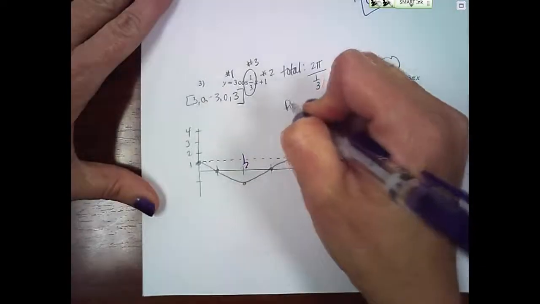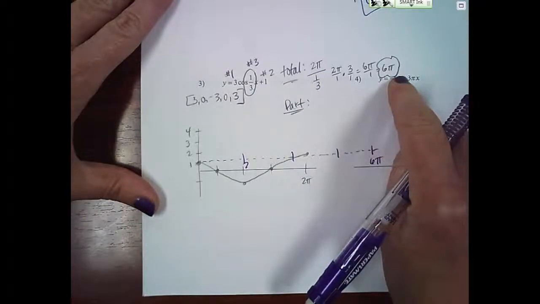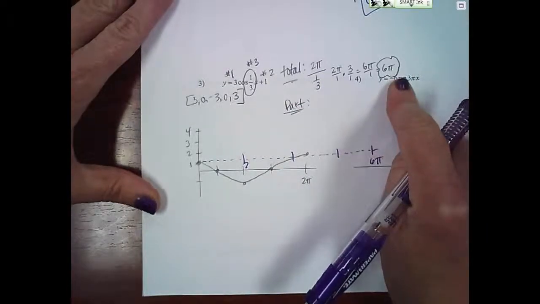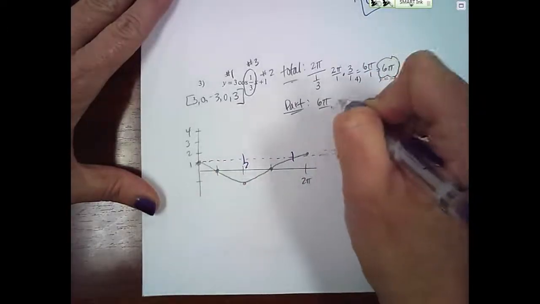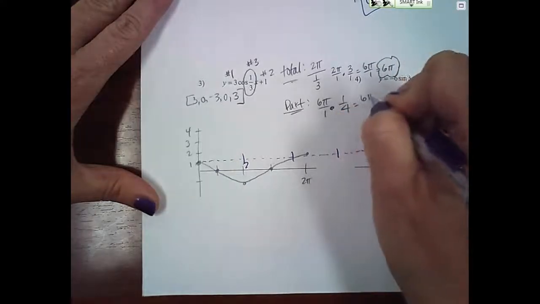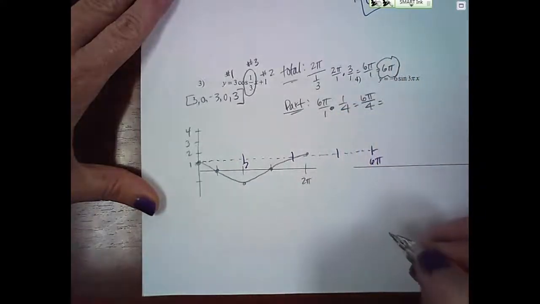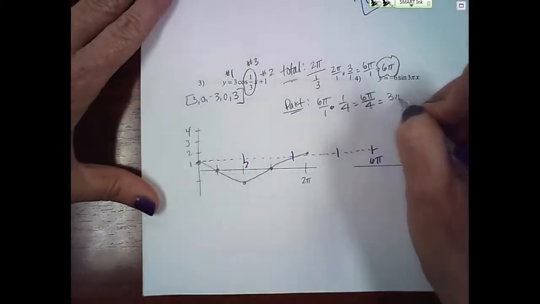So now we need our parts. And our parts are decided by taking your total and multiplying by what? Do you remember? By 1/4, right? We're putting it in fourths. So 6 pi over 1 times 1 over 4, which is 6 pi over 4, which reduces to 3 pi over 2.